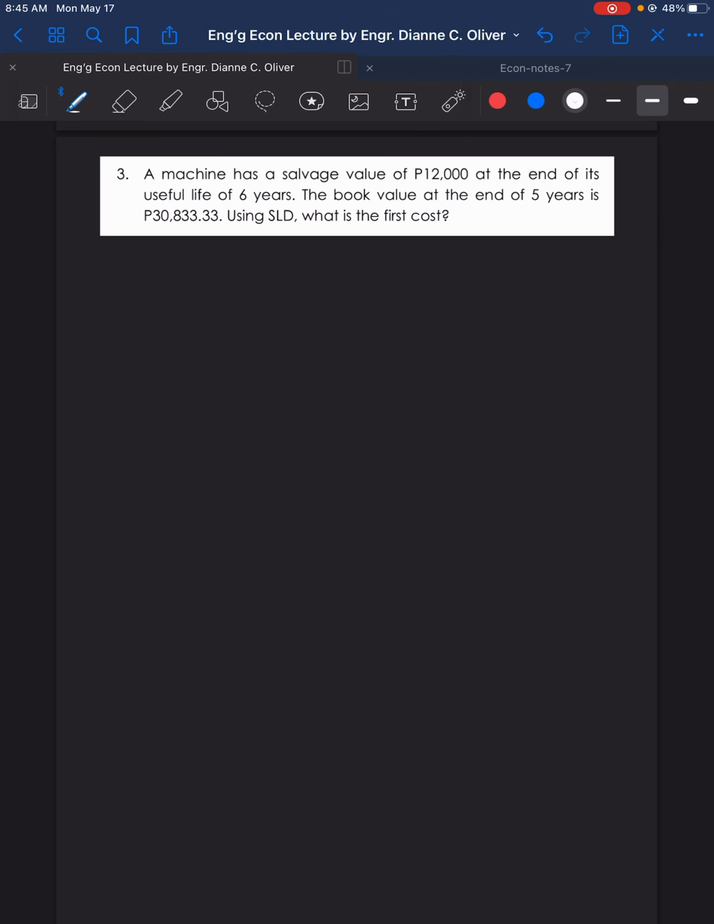So we have the following given. We have the salvage value of 12,000 at the end of its useful life of 6 years, and the book value at the end of the 5th year is equal to 30,833.33 pesos. Then x is equal to 5 years. Then what is the first cost?